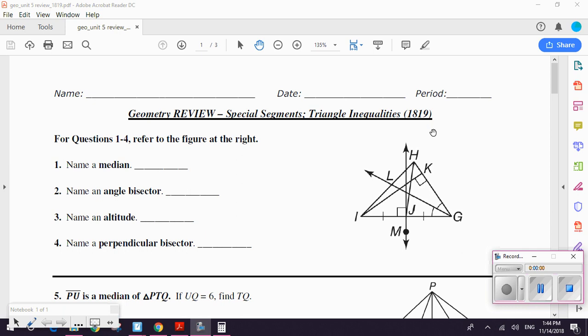Geometry Unit 5 review of special segments and triangle inequalities. For questions 1 through 4, refer to the figure at the right. First question wants us to name a median.